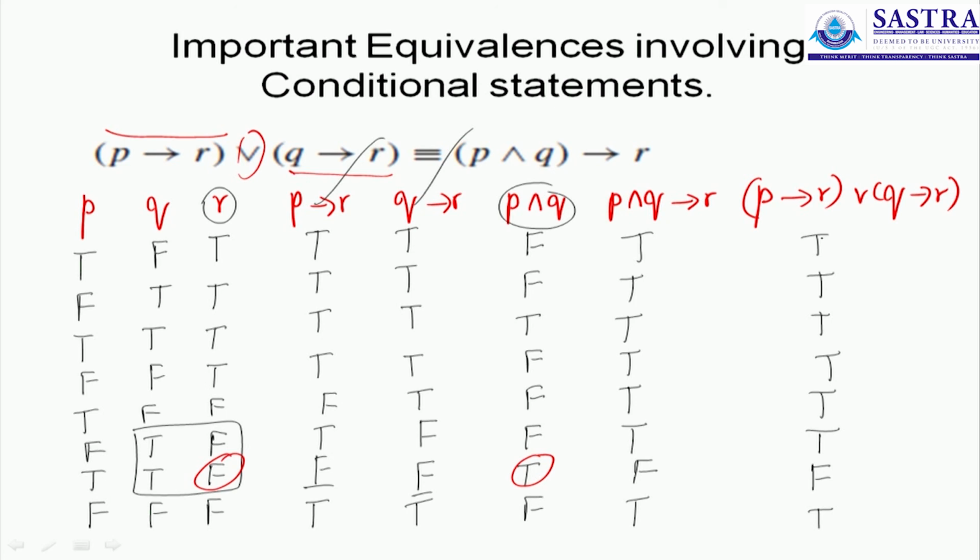And now what are we comparing? We are comparing columns 3, 6, 7 and 8. Look at them, they are 100% match, and hence when you combine two conditionals you still get another conditional, except the order of the connective is reversed.